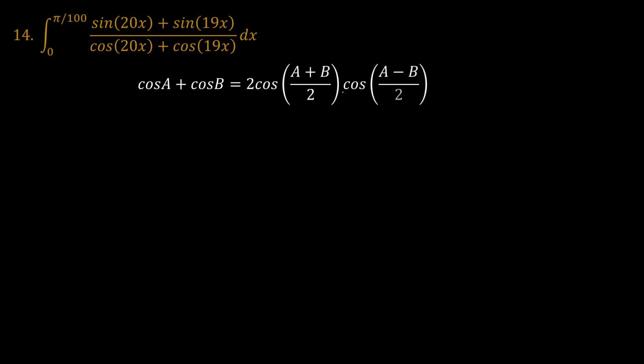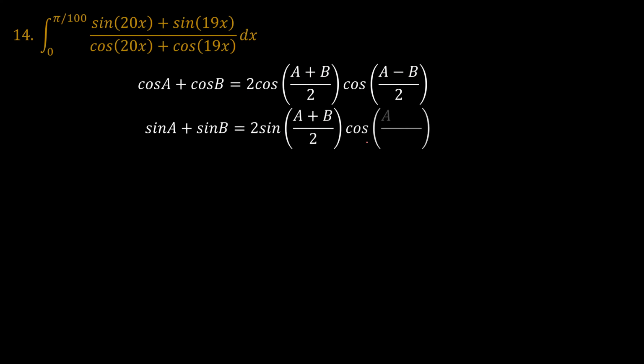Problem 14 is the integral from x equals 0 to pi over 100 of sine 20x sine 19x over cosine 20x plus cosine 19x. So here we use this identity: cosine a plus cosine b is equal to 2 cosine (a plus b) over 2 times cosine (a minus b) over 2, and sine a plus sine b is equal to 2 sine (a plus b) over 2 times cosine (a minus b) over 2.